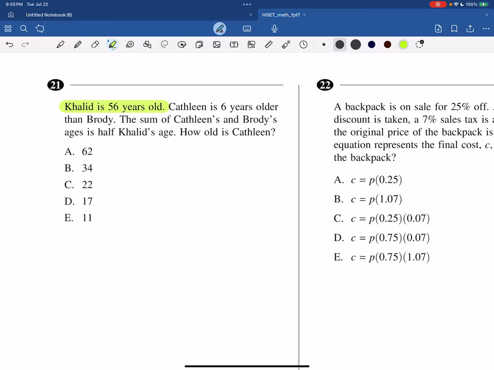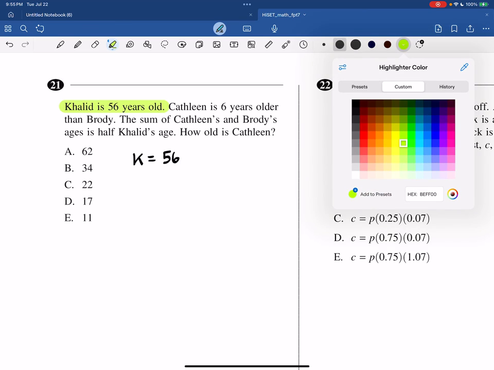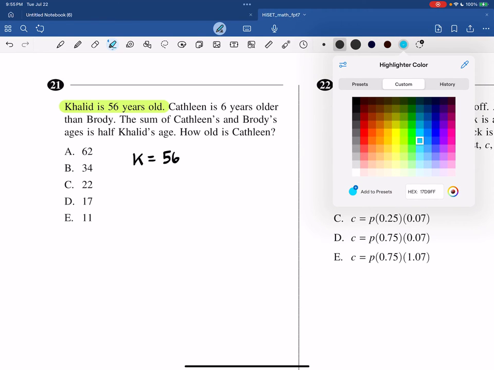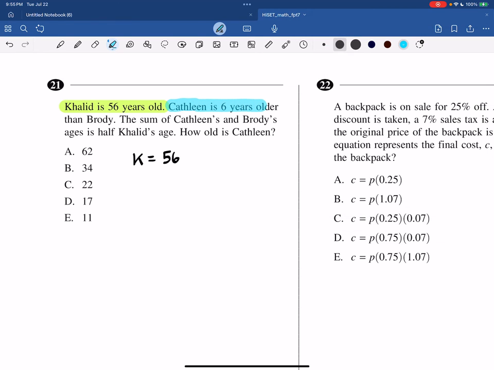Khalid is 56 years old. So I'm going to let his age be K, and we're going to say he's 56 years old. No problem there. I can do that. Then they tell me that Kathleen is 6 years older than Brody. So I'm going to say that Kathleen is Brody's age plus 6 years. Kathleen is 6 years older than Brody.